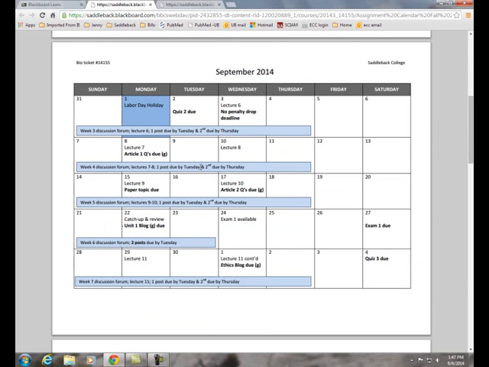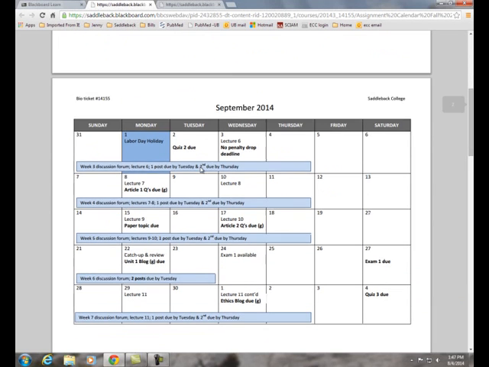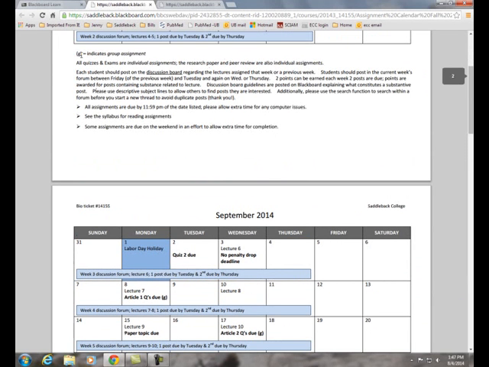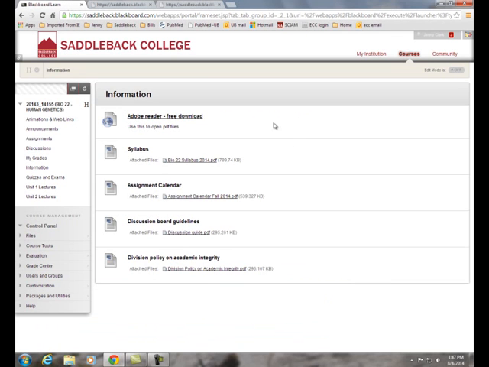So all the due dates are summarized for you on the assignment calendar. A little G indicates a group assignment. A note here, all quizzes and exams are individual assignments. There's a quick summary about the discussion board. Further information about the discussion board is posted under information. So this is pretty self-explanatory. So here we are back to the information section on Blackboard. Here are our discussion board guidelines.